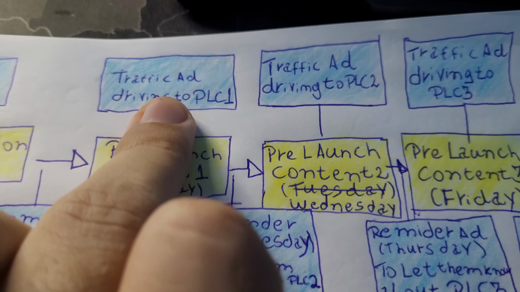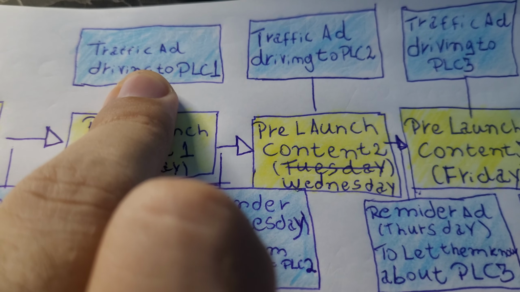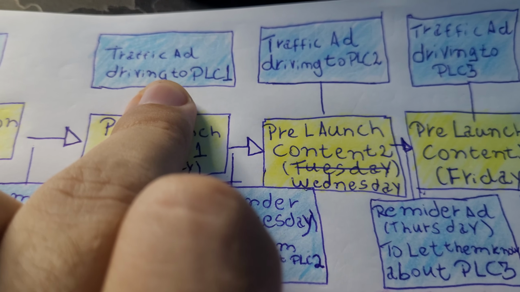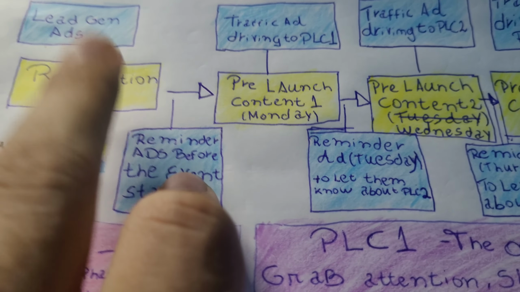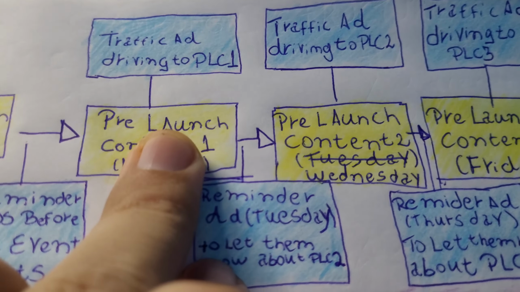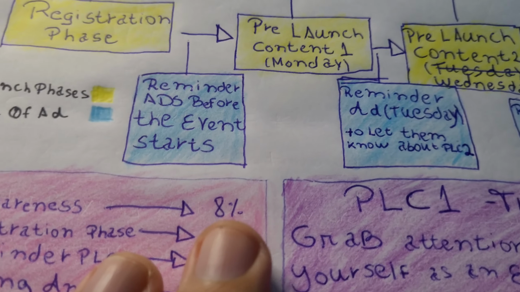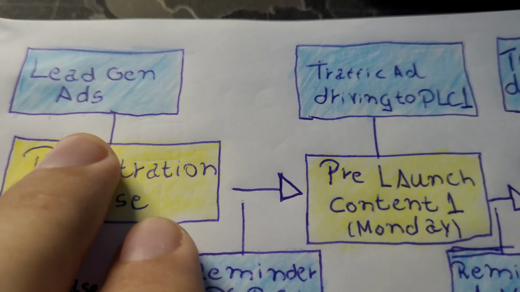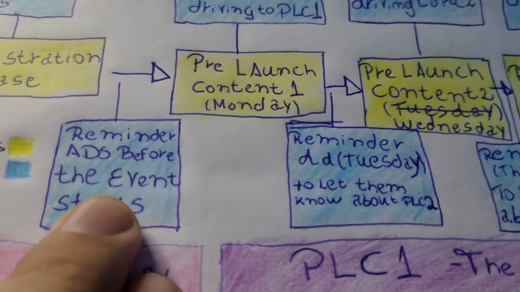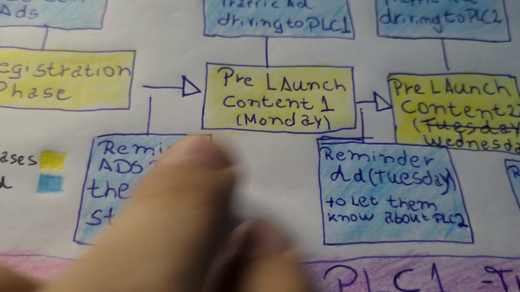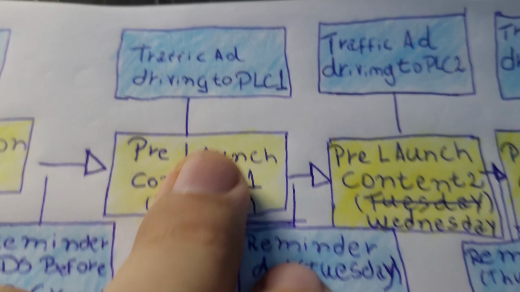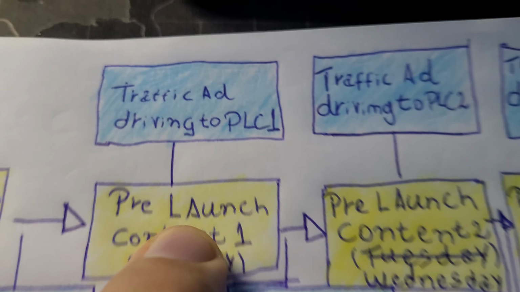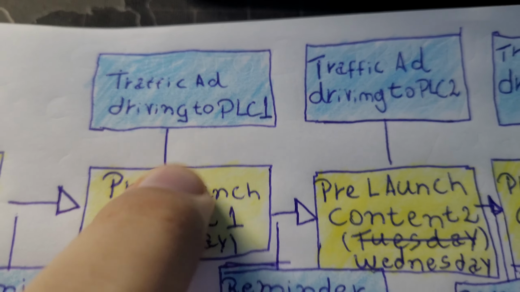Also, again, retarget only your warm audience, or even only the leads that subscribed to the event. Only retarget them to your PLC1. So one ad starts on the registration phase. The other ad starts before Monday, and that could be on the weekend. And the other ad starts on the PLC day. So the traffic ad you schedule to start on Monday, okay?